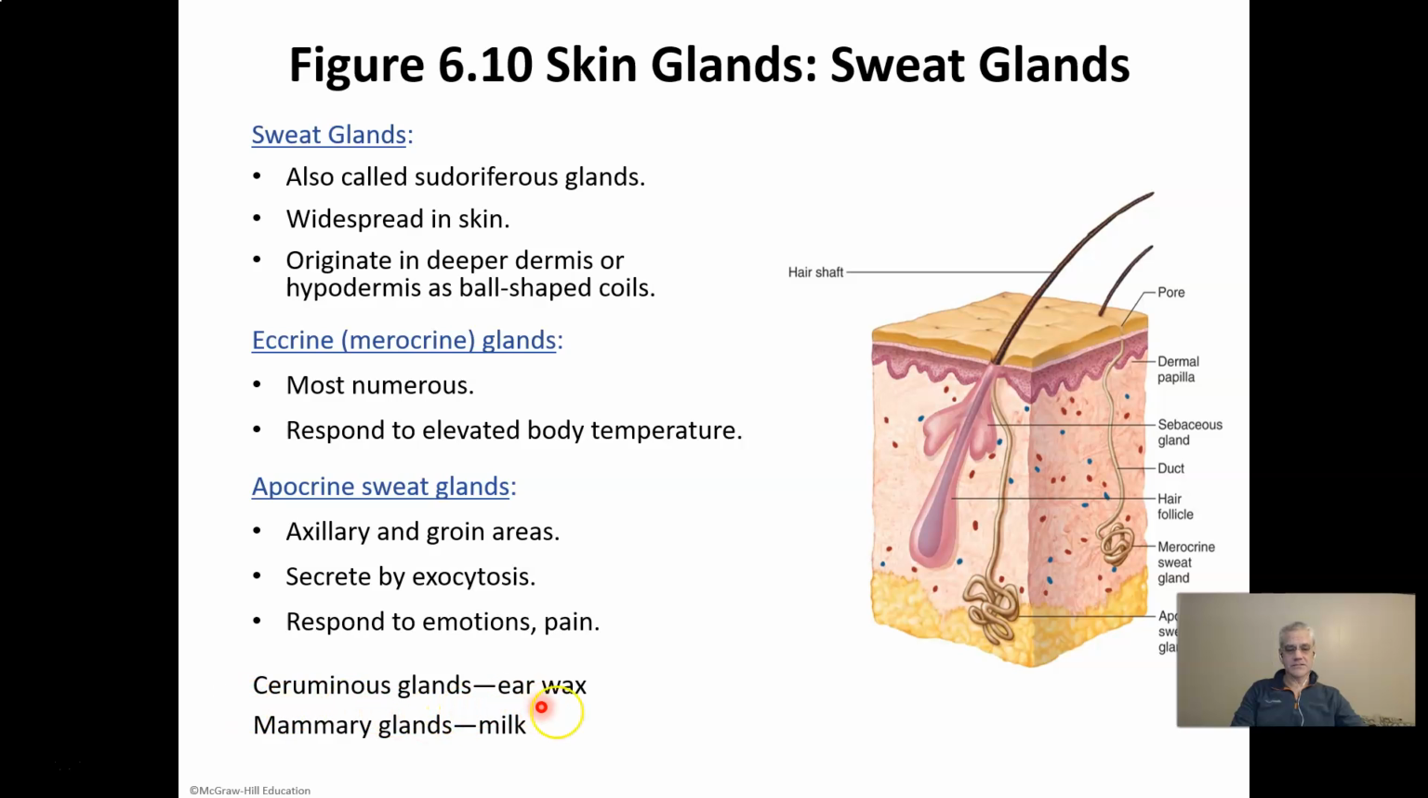The ceruminous glands produce earwax in the ear canal, and mammary glands produce milk. Men and women both have mammary glands. It's just that they're mostly non-functional in men because we don't have the right hormonal cocktail that is necessary to make them active.